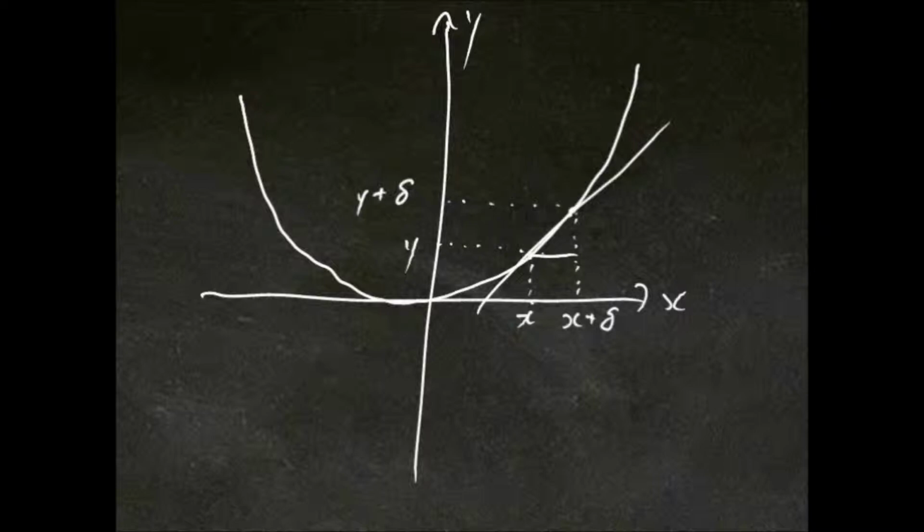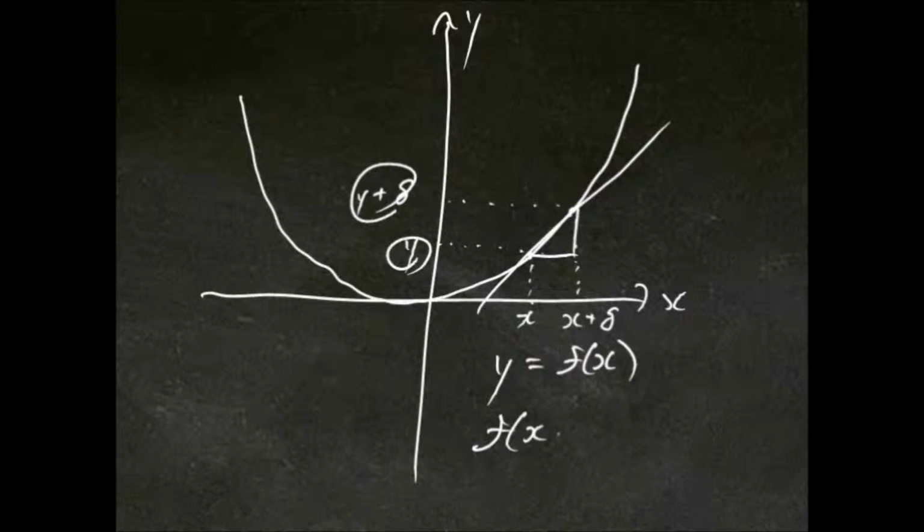So we want to find the rise over run of that. So here we'll use different notation. We'll say that y is equal to f of x. So to find the rise over run, we can say that the rise would be the difference between this point and this point. That would be written in our different notation, f of x plus delta minus our lower point, which is just f of x.